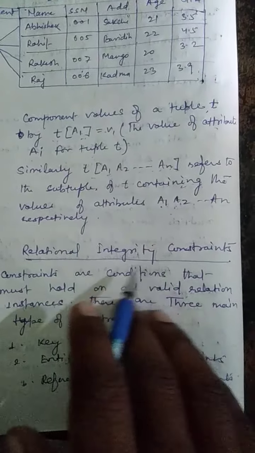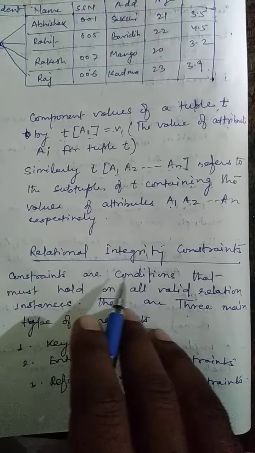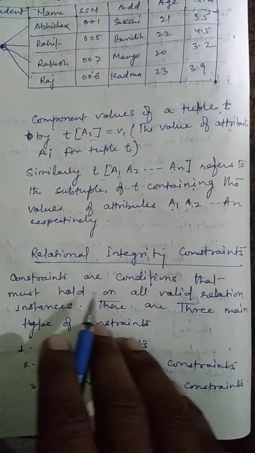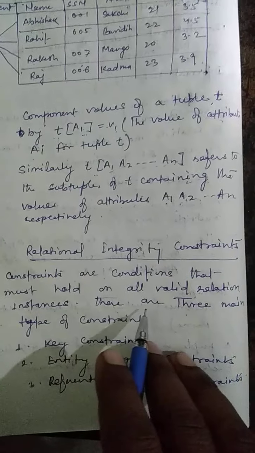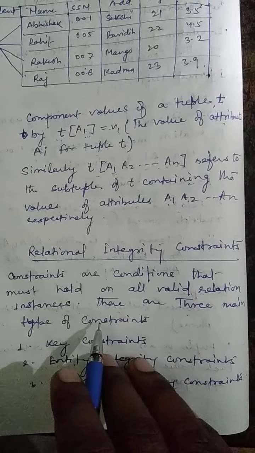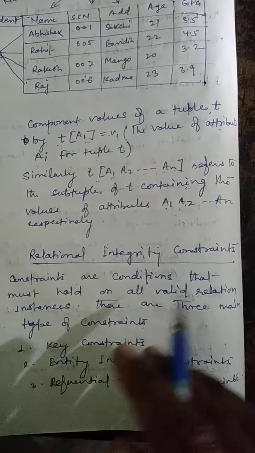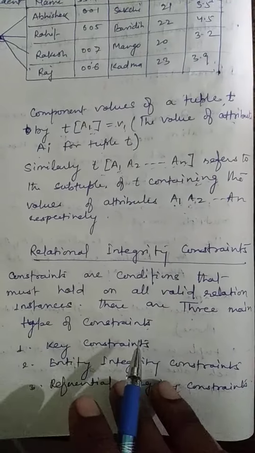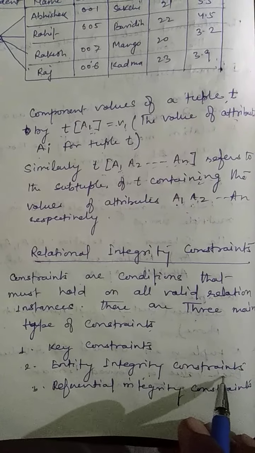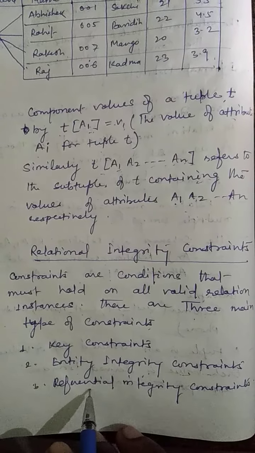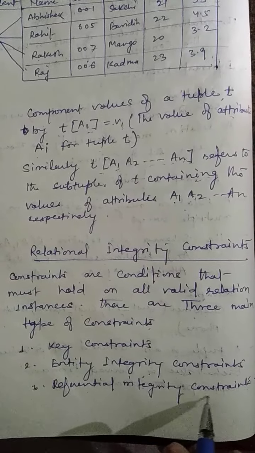Relational integrity constraints. Constraints are conditions that must hold on all valid relation instances. There are three main types of constraints. First is key constraints, second is entity integrity constraints, and third is referential integrity constraints.